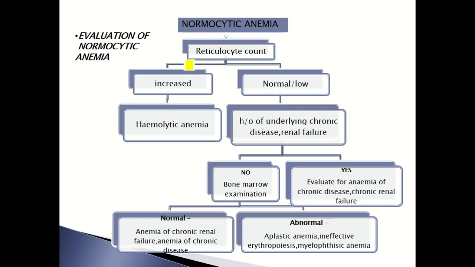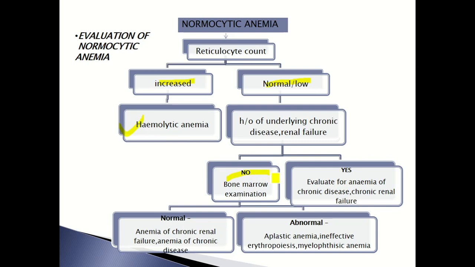Again, a flowchart for the evaluation of normocytic anemia. As I told you earlier, sometimes there is no microcytic hypochromic picture. So in normocytic anemia always go for retic count, and if the retic count is increased, it is tempting to call it hemolytic anemia. But sometimes it is normal, even low. So try to rule out underlying chronic diseases like chronic TB and chronic renal disorders. If they are present, then it is termed anemia of chronic disease, that is ACD.